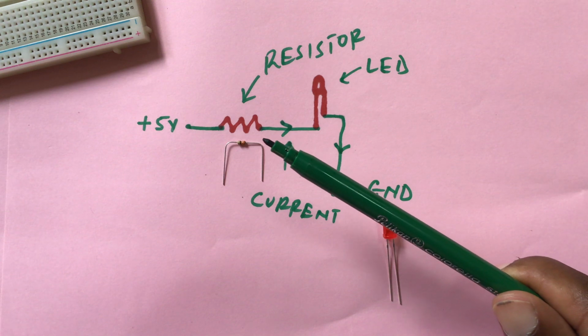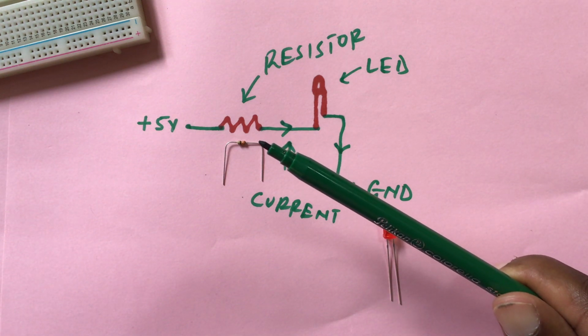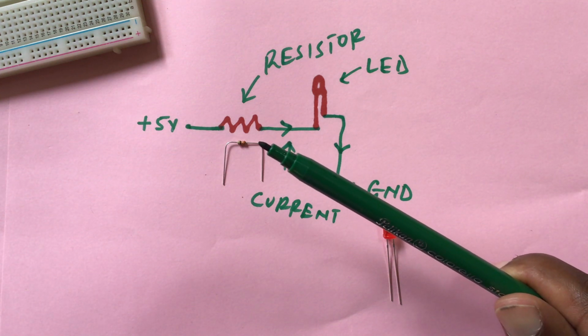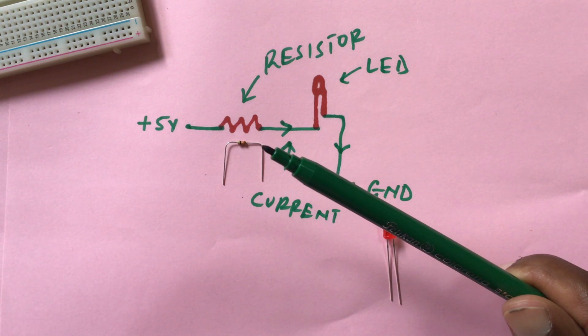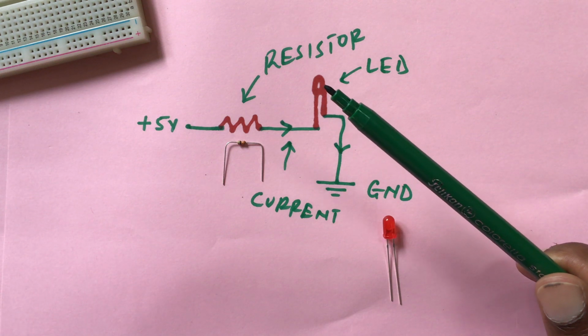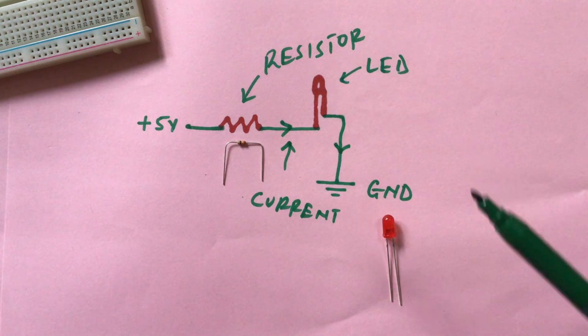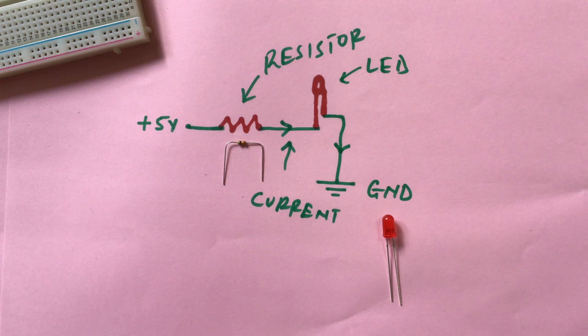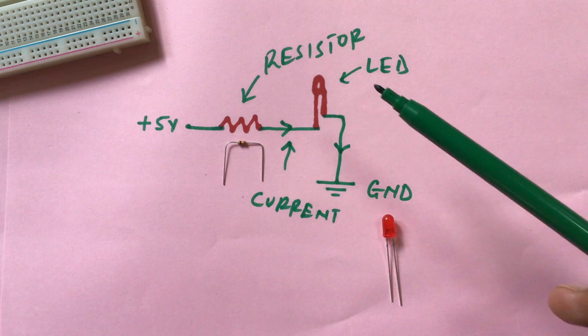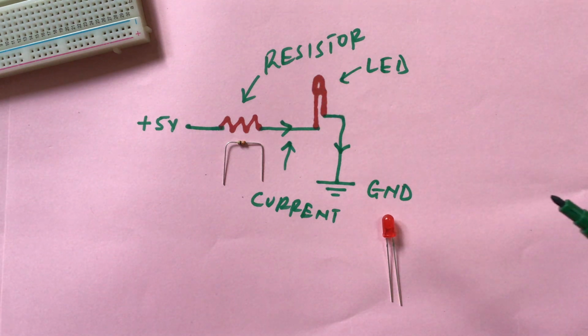So that's why we will need a specific value or rating of a resistor that will be able to resist or block out some current, so that we don't end up blowing our light emitting diode. And now you've understood clearly the work of a resistor. It's just to limit the amount of current going through our light emitting diode, making sure that our light emitting diode is safe and is not blown out.